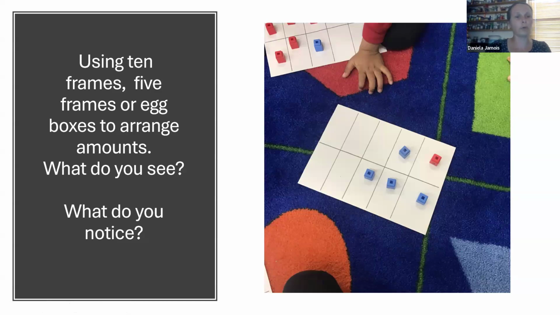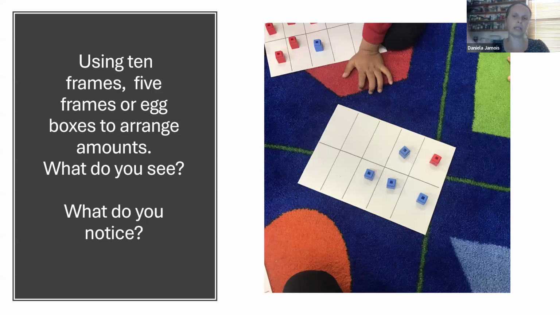You might use egg boxes to arrange amounts. You might ask the children, what do you see? What do you notice? The child might say here, I notice 3 empties on that side and 3 empties on this side. They might say, I can see 3. What can you see 3 of? I can see 3 cubes on this side. This shows you something about how a child is thinking.